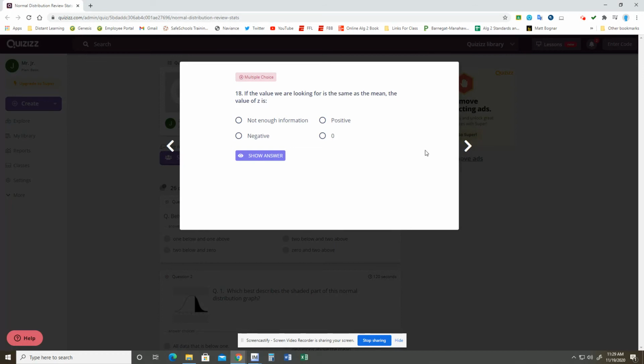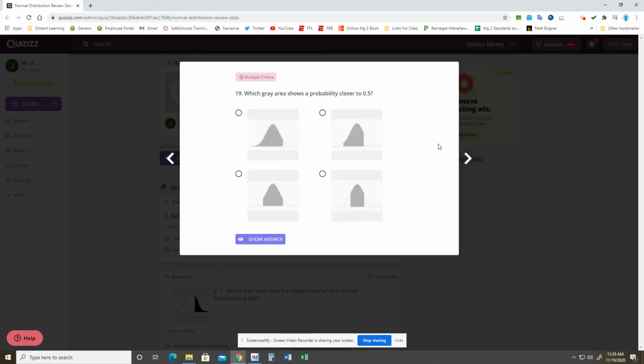Number 18. Well, there you go. If it's the same as the mean, the z-score should be 0. And there it is. Number 19, which gray area shows a probability closer to 0.5. Now, if you're going to have a probability closer to 0.5, then you should have a gray area that encompasses roughly half of the normal curve.